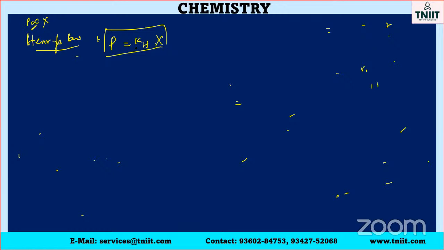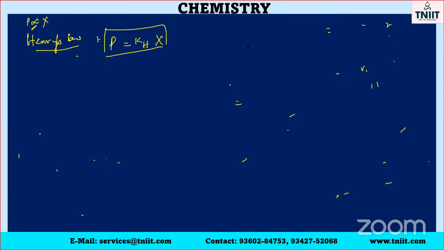So if you remove the proportionality sign, they give a proportionality constant. The proportionality constant is called Henry's constant, Kh, Henry's law constant. It is not constant for all. It depends on the gases. It varies with the nature of gases.